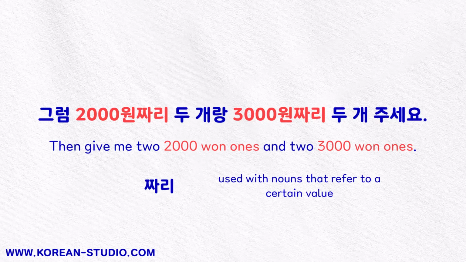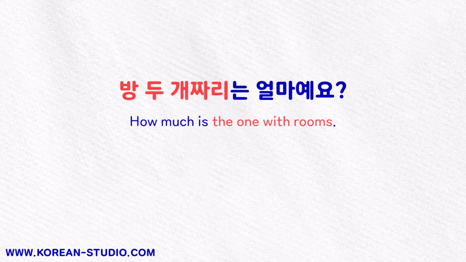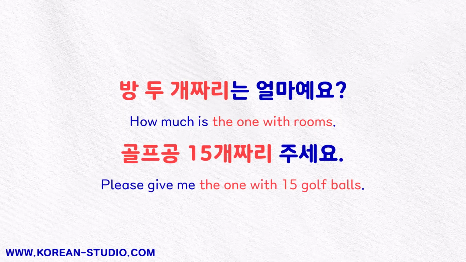Now, 짜리 is most commonly used with nouns that refer to a certain price, but it can also be used with other nouns that refer to a different value. Here are 2 more example sentences. 방 2개짜리는 얼마예요? How much is the one with 2 rooms? 골프공 15개짜리 주세요. Please give me the one with 15 golf balls. So 짜리 can be a useful word when you want to refer to a certain item that has a certain number, amount, or value.